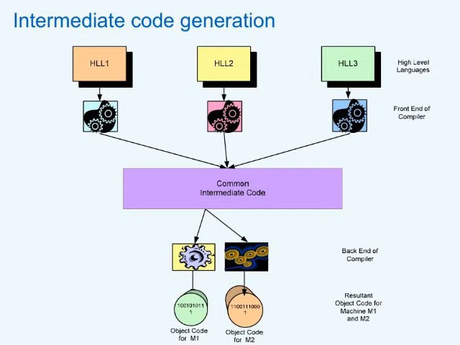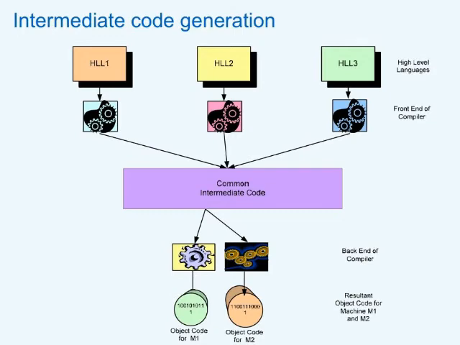Now, if you look at this diagram, this set of phases of the compiler is known as the front end of the compiler, whereas the other phases which we are going to discuss now are called the back end of the compiler. That is possible only because of this intermediate code generation phase. With this, as you can see, the amount of work done has been reduced a lot.